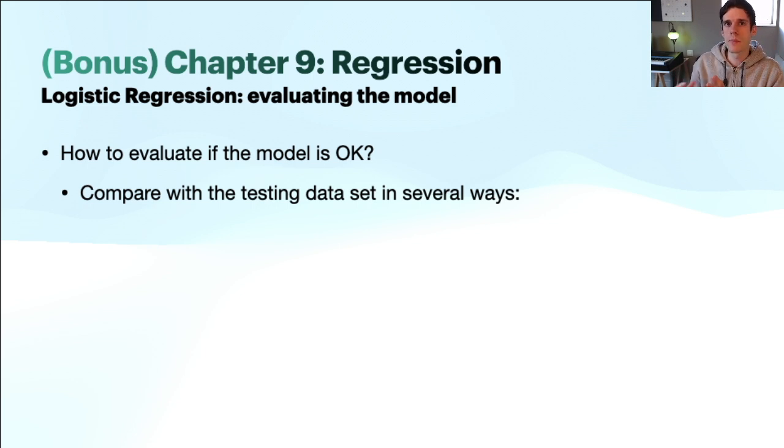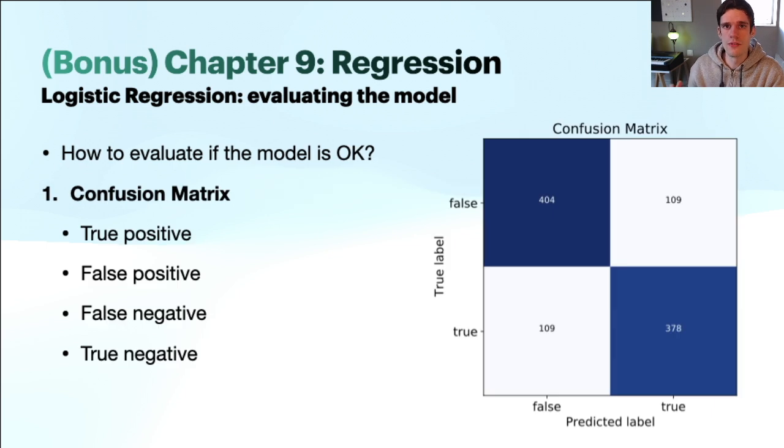And each way depends on the context in which you are using this model. So let's briefly go over them. The first tool to evaluate our model is the confusion matrix. And it can be visualized as follows and contains the following information.